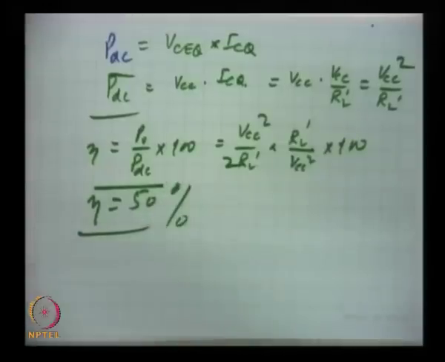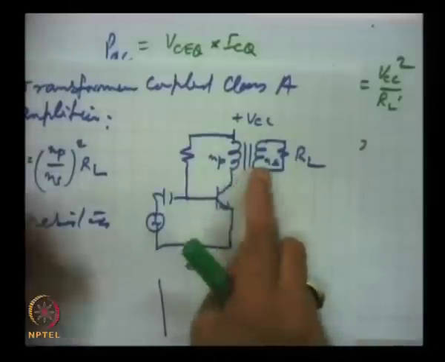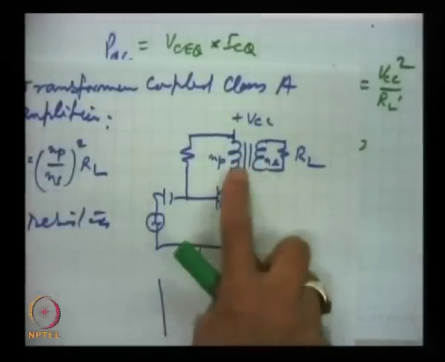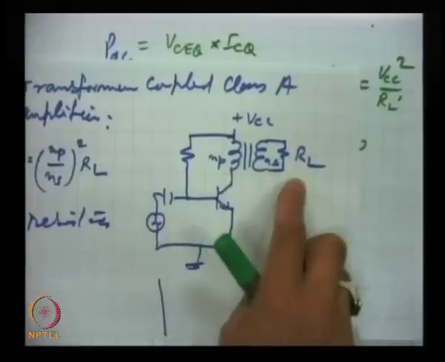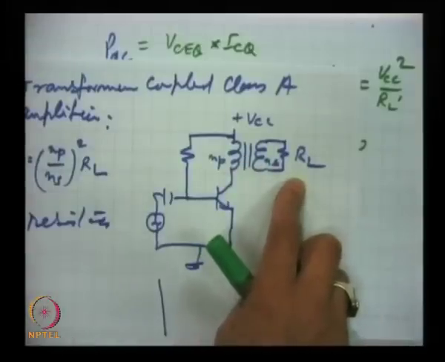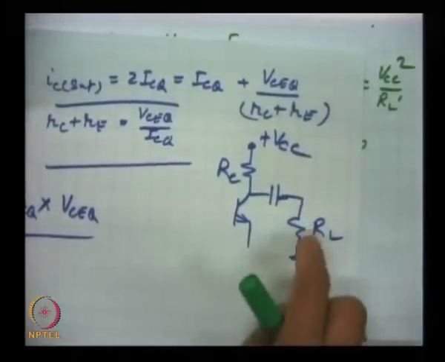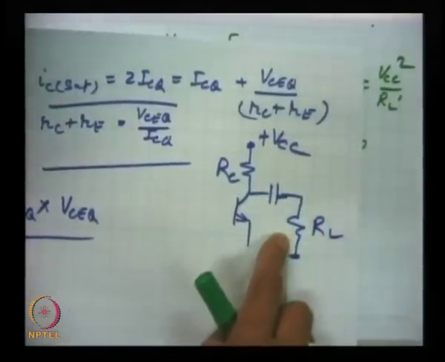For a transformer coupled class A amplifier, efficiency will be close to 50%. In practice, 45%, 48% will be there. And this transformer also saves the capacitor effect. That means this will not permit DC to be coupled to the load, as this capacitor does. Through this capacitor, DC cannot pass. So in the load, only the AC operates.